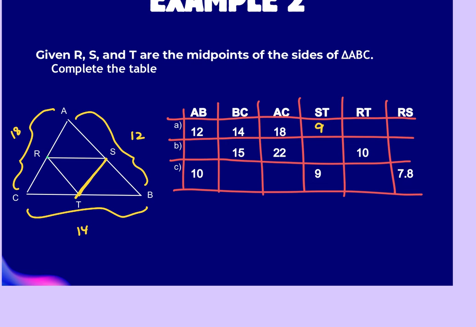Then it wants RT. RT would be half of which side? AB. So half of 12 is good. And then RS would be half of which side? CB, which means half of 14, or good.